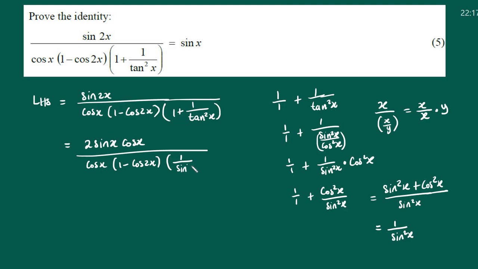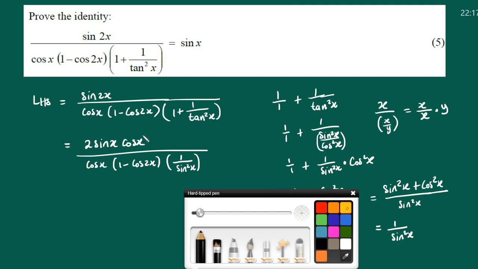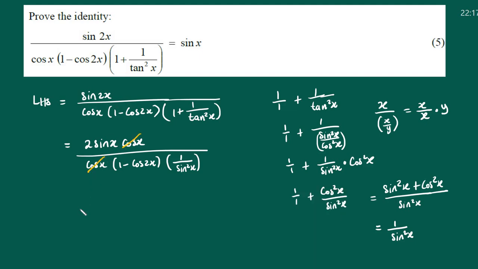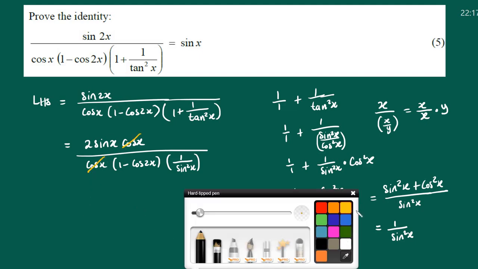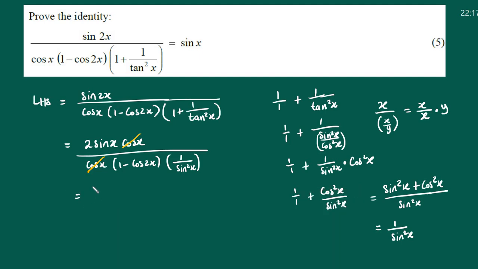1 over sine squared x. Now we have killed this bracket, right? It looks a bit more friendly. Now what do we do? Good people, because I expanded the top part, can you realize that cos will cancel the cos at the bottom? We'll divide the cos at the bottom, so you will be left with 2 sine x divided by 1 minus cos 2x.